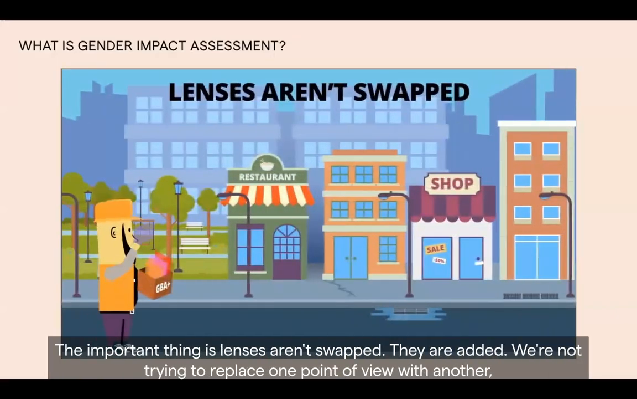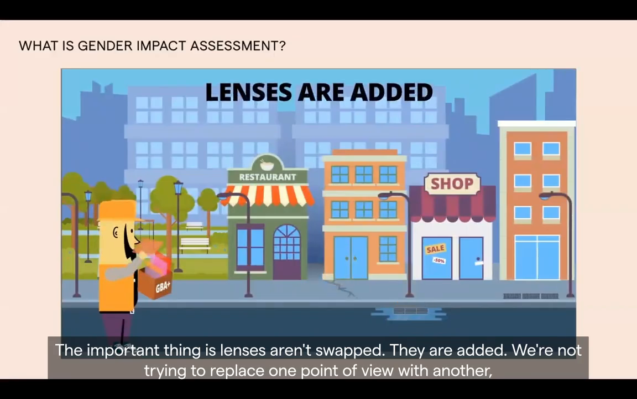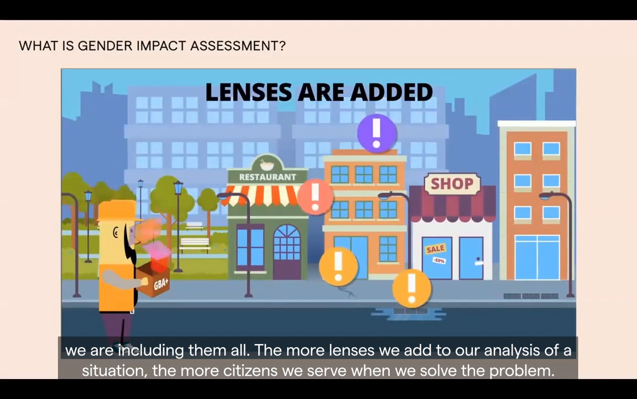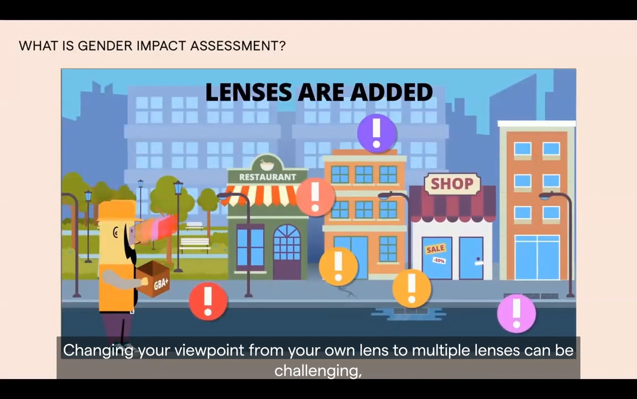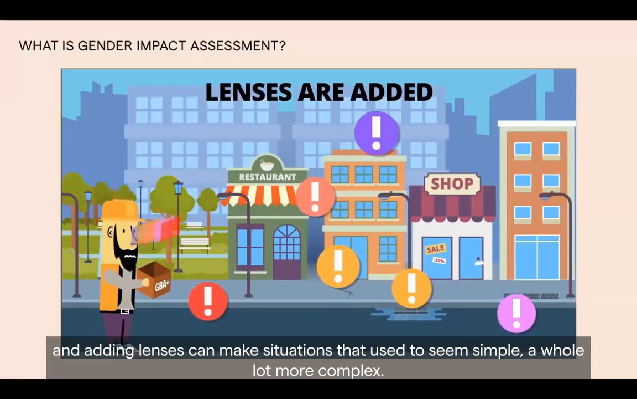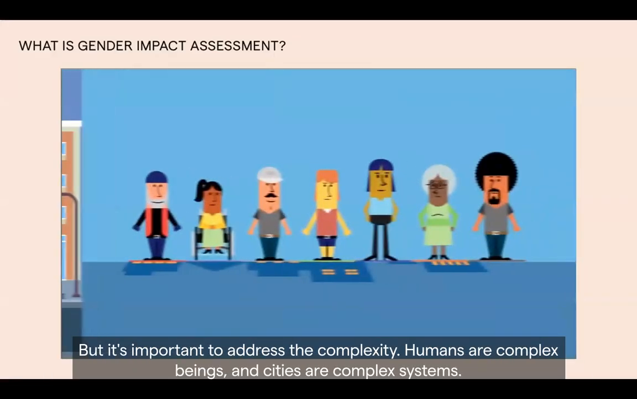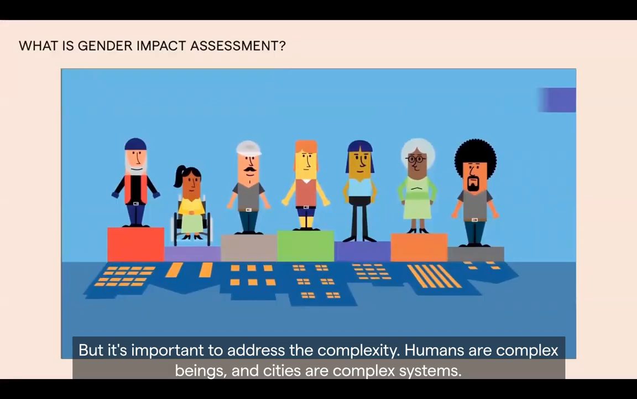The important thing is, lenses aren't swapped, they are added. We're not trying to replace one point of view with another, we are including them all. The more lenses we add to our analysis of a situation, the more citizens we serve when we solve the problem. Changing your viewpoint from your own lens to multiple lenses can be challenging, and adding lenses can make situations that used to seem simple a whole lot more complex. But it's important to address the complexity.